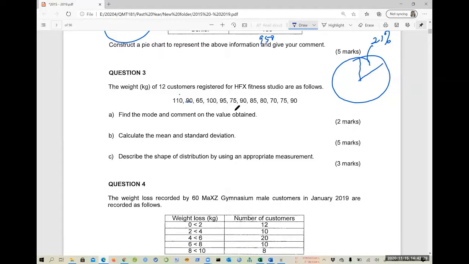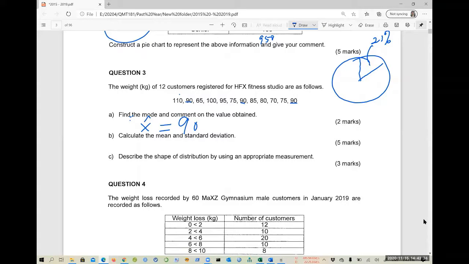So you have 90 over here, and also here. Okay, you have 90 three times. So that means in this case, you have a unique mode, because the only value that occurs 3 times is 90. There's no other value that occurs more than 3 times, or the same as 90. So that means x hat is equal to 90.